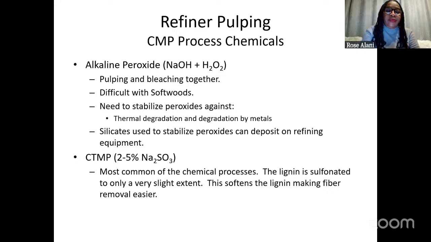So for thermomechanical pulping, you have 2 to 5% of sodium sulfite that is used. The most common of the chemical processes is this, using thermomechanical pulping. The lignin is sulfonated to only a very slight extent, and then this softens the lignin, making the fiber easy to be removed.